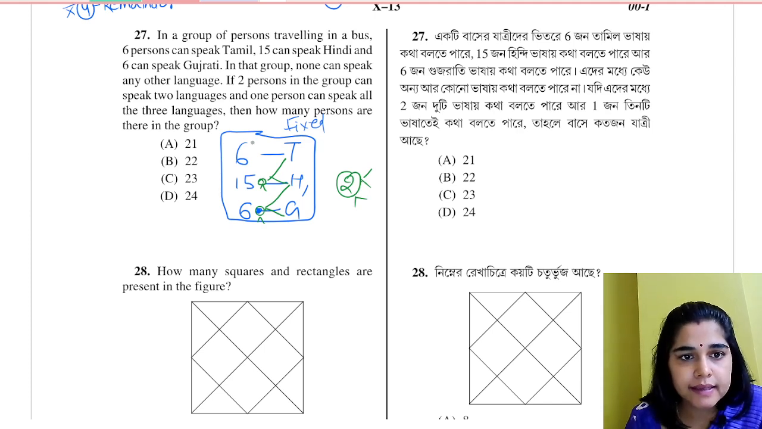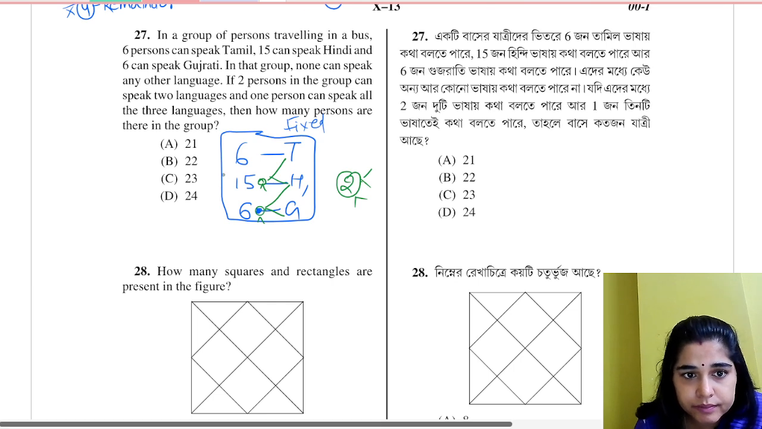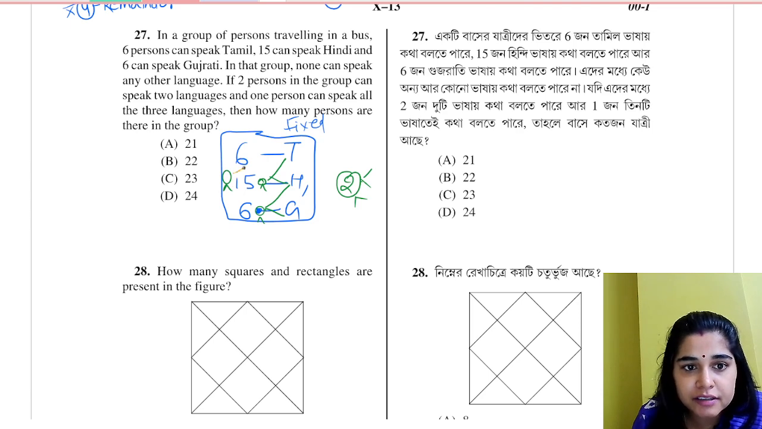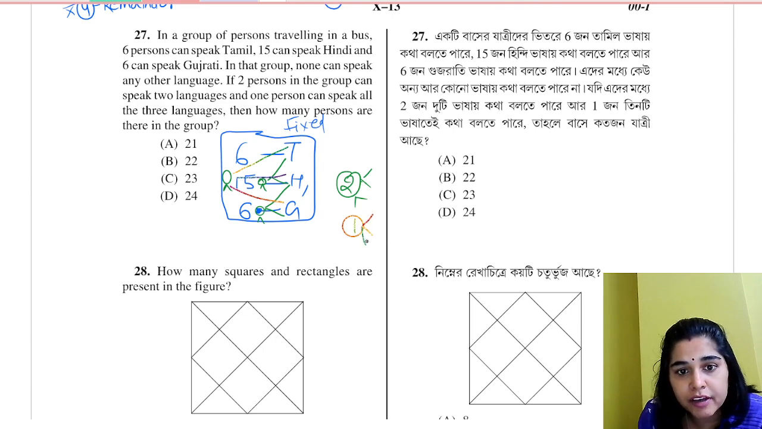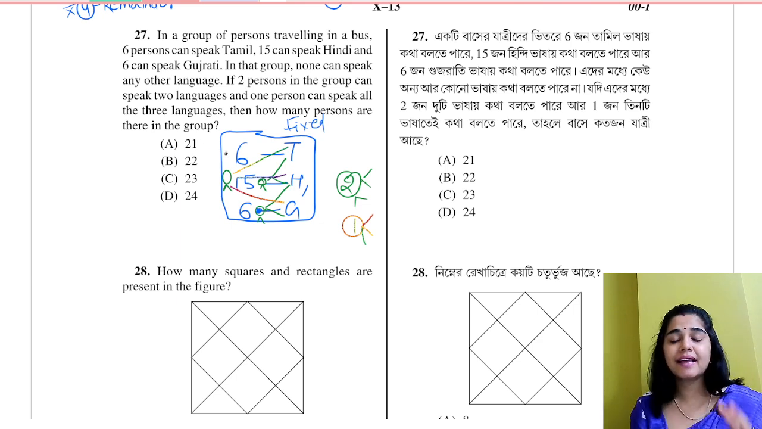And now the next said what? And one person can speak all the three languages. There is one person who knows all the languages, that is Tamil, Hindi, and Gujarati all. Yes. So now the question they asked: how many persons are there in a group?